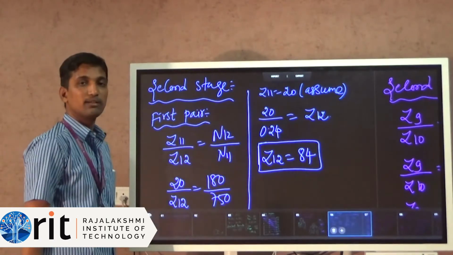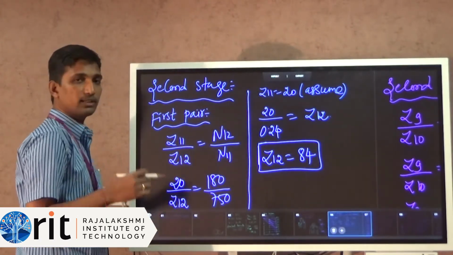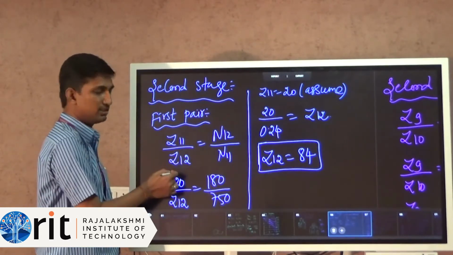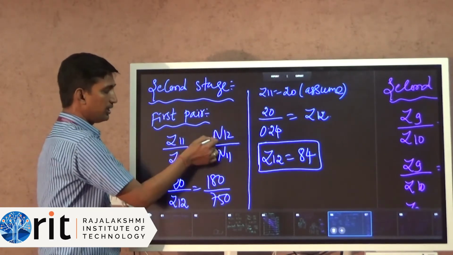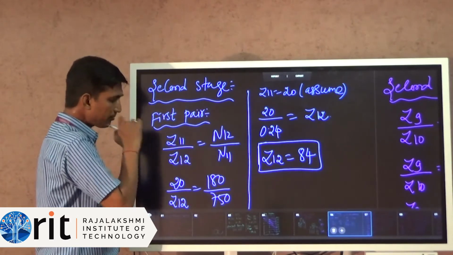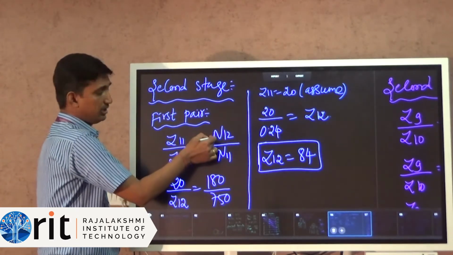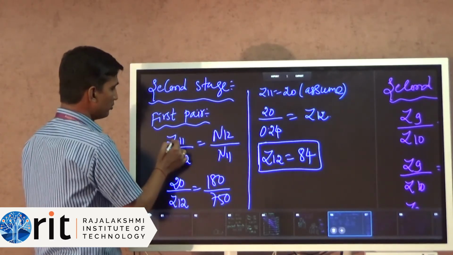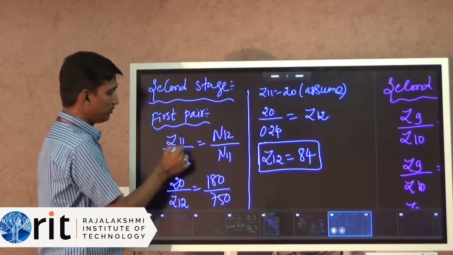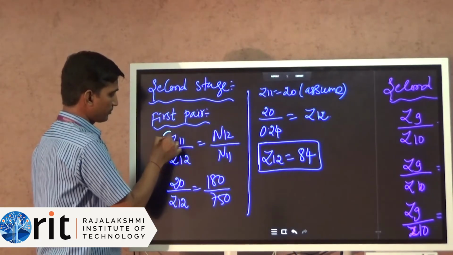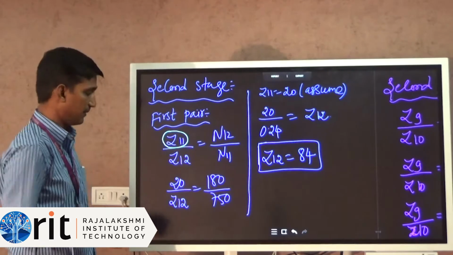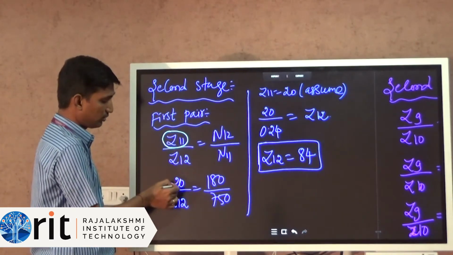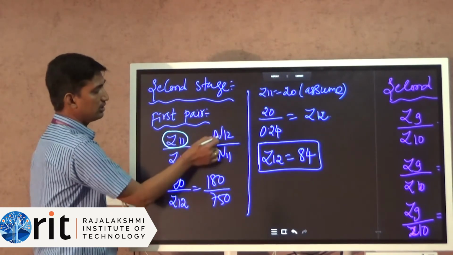Now I am going to take the first pair. In the first pair, we can see two gears, Z11 and Z12. The corresponding RPM of Z11 must be N11, and similarly N12. Now I am going to assume 22 for this particular Z11. I am going to substitute that assumed tooth value in this location. Similarly, Z12 corresponds to N12.